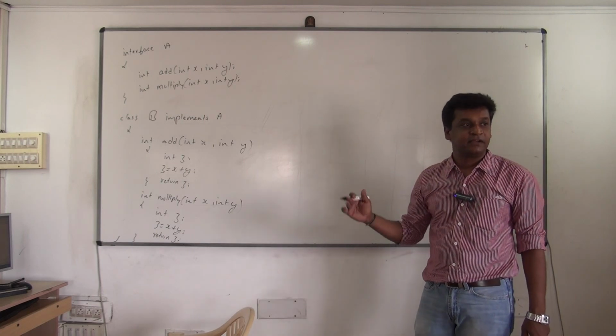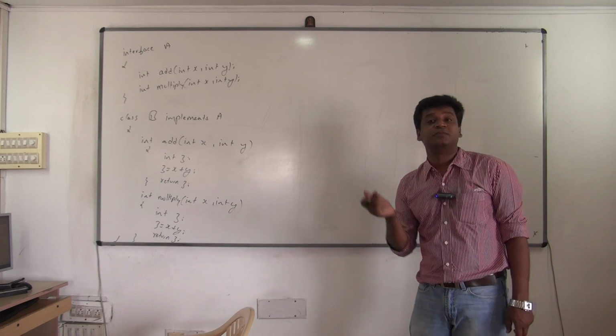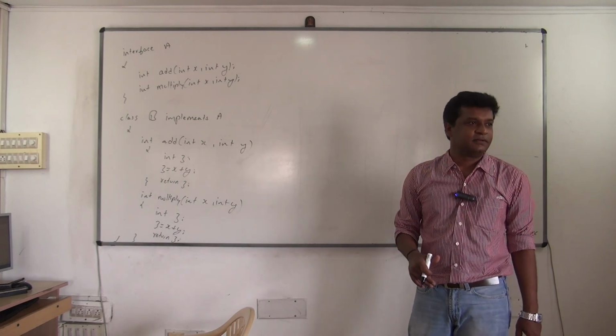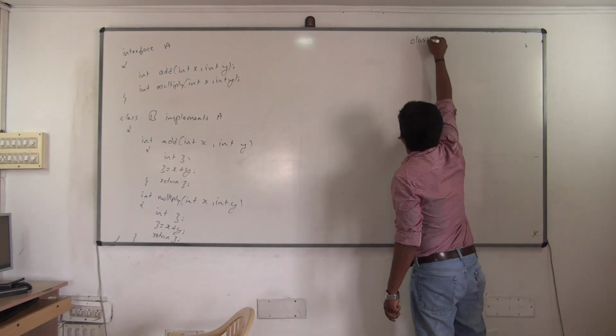You will write class Z implements A. Yes? Now what will I do? I will create an object of your class and I will use your code. See how it will work now? You understand what abstraction is here?